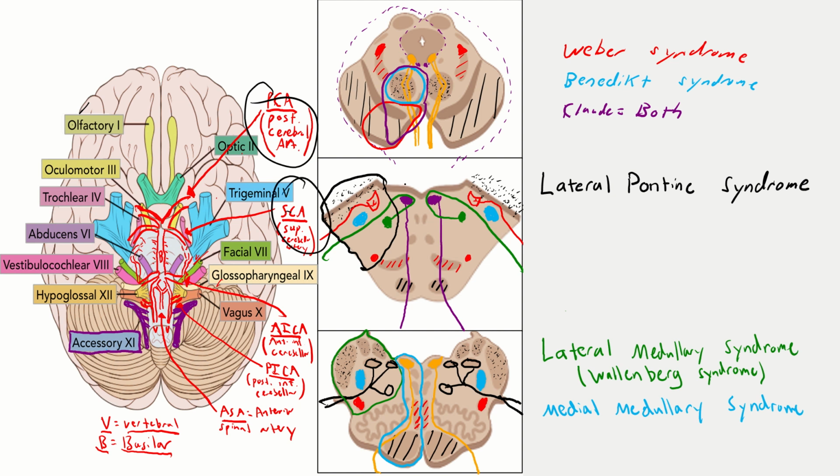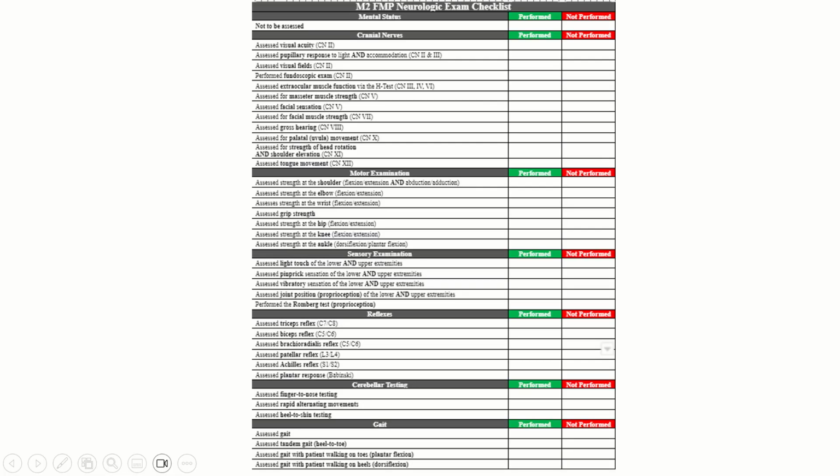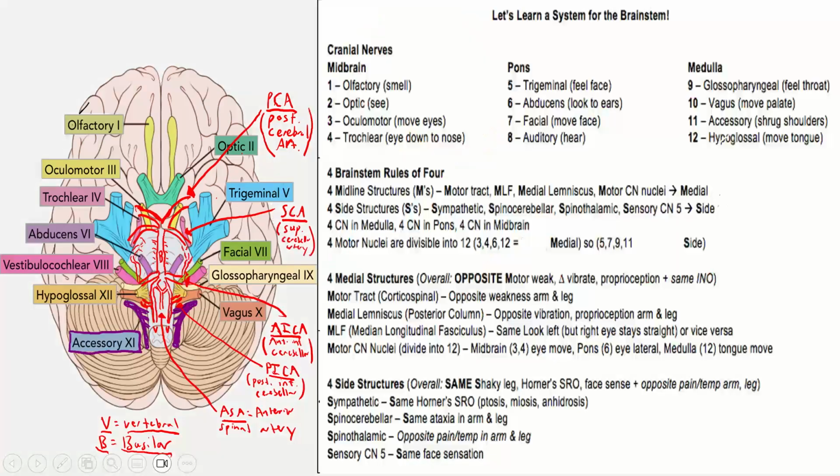All right, so which are affecting the midbrains. Your lateral pontine syndrome is going to be ICA, right? Because that is supplying your lateral portion of your pons. So ICA here, and your lateral medullary is going to be your PICA, supplying the lateral portion of the medulla, and the medial medullary is going to be your anterior spinal artery right there. And that is it. Thank you.